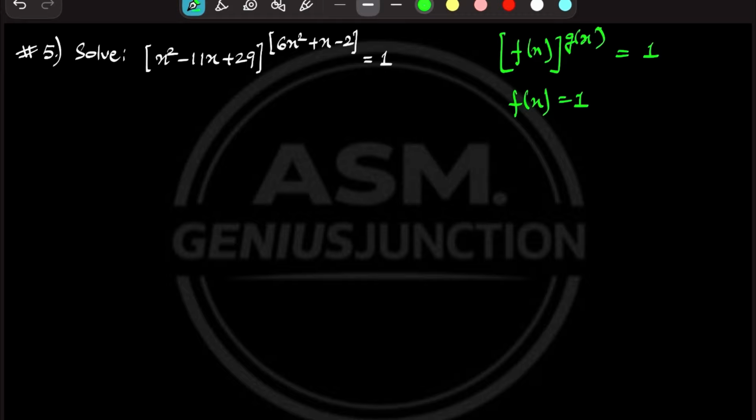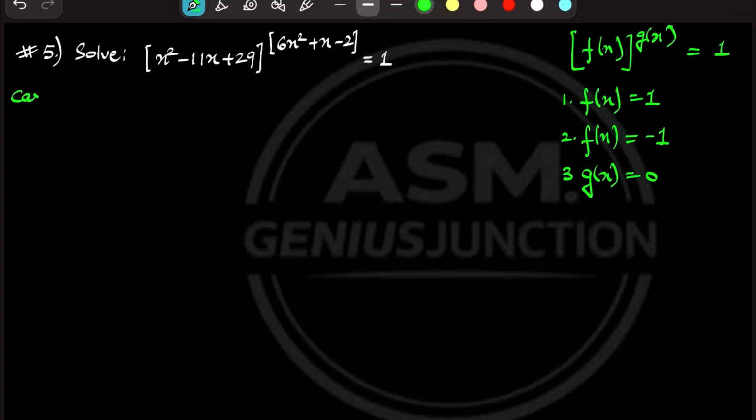So this f of x can be kept equal to 1, or this f of x can also be equal to minus 1. Why? Because f of x is going to give you the value as 1 or minus 1 if g of x is an even number, right? So in case 3, I'm going to put g of x equal to 0 as well. If I put g of x equal to 0, then also the given expression is going to give you the value as 1. So there are going to be 3 possible cases for the given question.